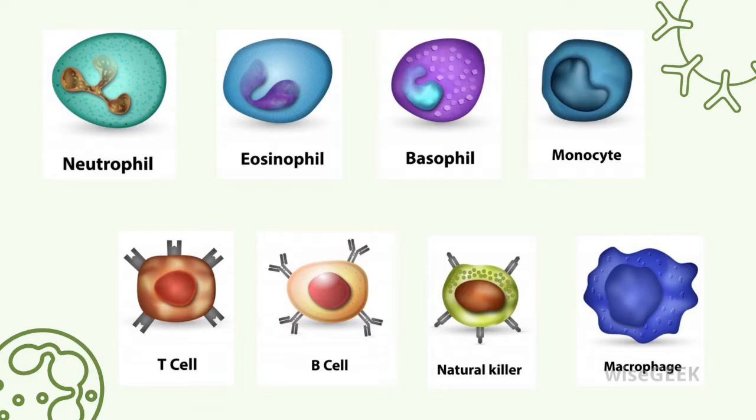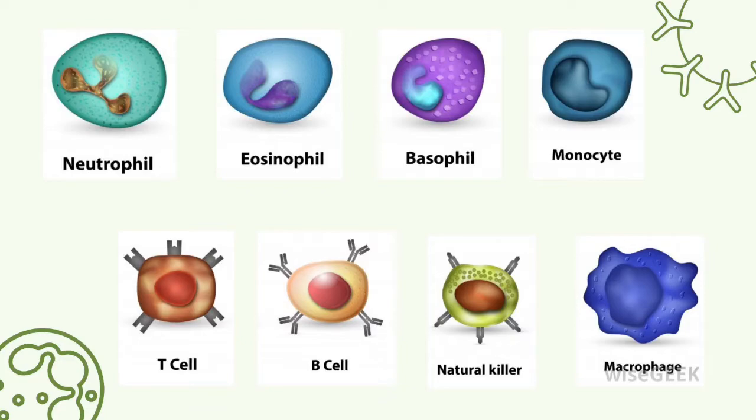cells. First are the neutrophils. Neutrophils are a type of white blood cells that protect us from infections. They make up approximately 40% to 60% of the white blood cells in our body, and are one of the first cells to arrive on the scene when we experience a bacterial infection.